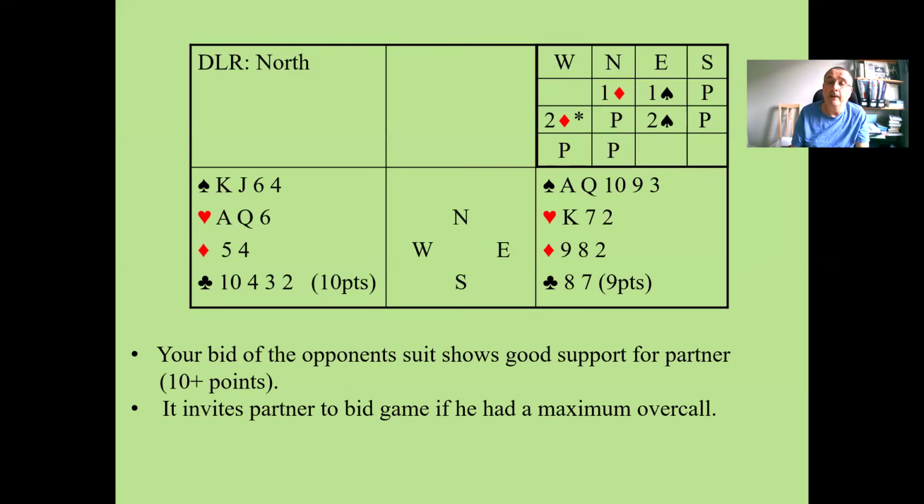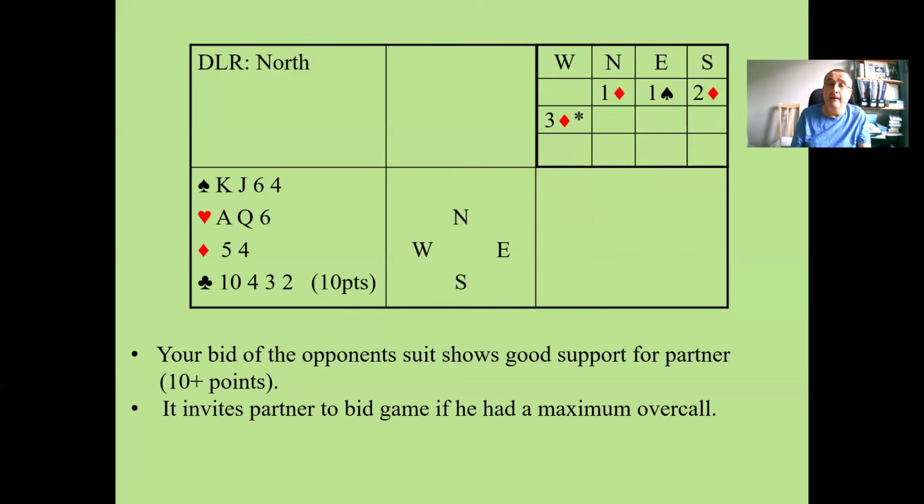sign off in 2 spades if they can. So here, your partner's got just 9 points and they just bid 2 spades. So they're declining the invitation. And I hope you can see that these 2 hands probably don't want to be in game here because you're going to lose 2 diamonds and 2 clubs. You'll probably make 9 tricks, but you don't want to be any higher. You don't want to be in game on this hand.